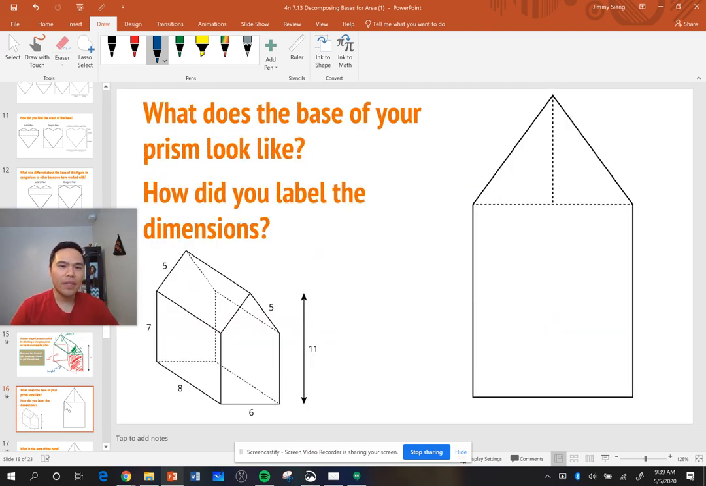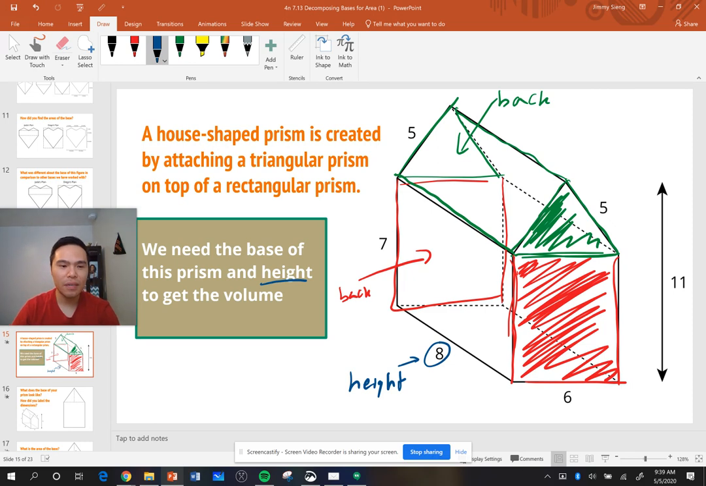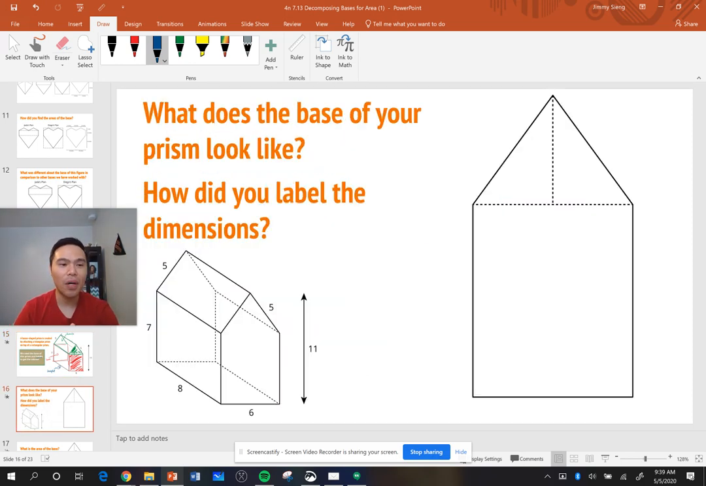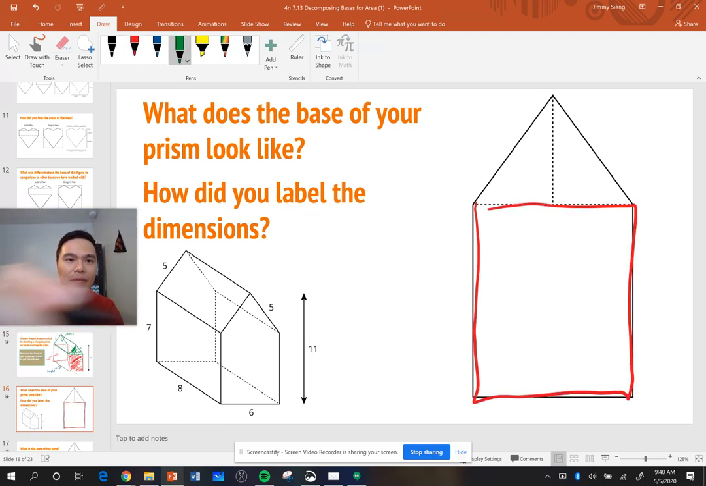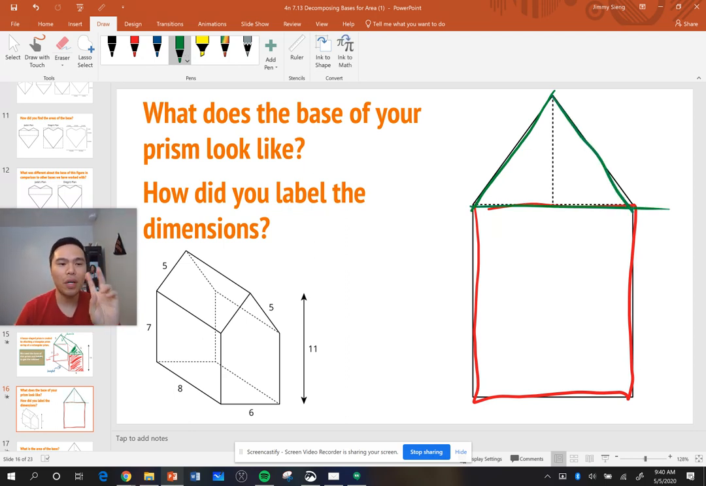So we already talked about this, but the base of our prism, it looks like we have two parts: a rectangle and a triangle. And then we have to label the dimensions of this. Blowing up from this previous one, we could take the face of that colored part, and we have here the rectangle, and then we also have the triangle. So there's two parts to it.